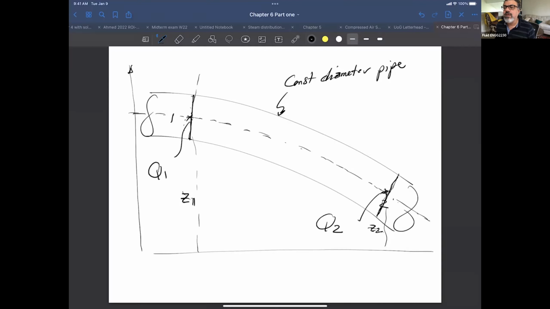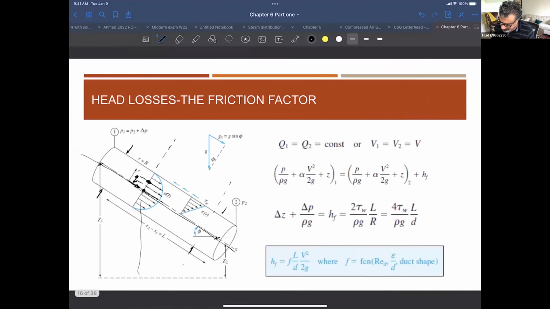What is the flow rate at 1 versus the flow rate at 2? Same, right? Why? Because the diameter is the same, the area is the same. That means Q1 is equal to Q2, or V1 is equal to V2, because the area is the same for a constant diameter pipe.